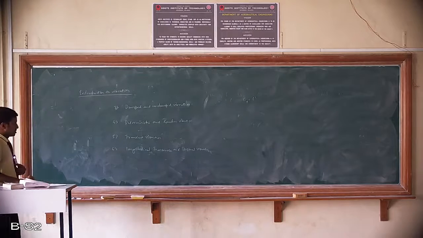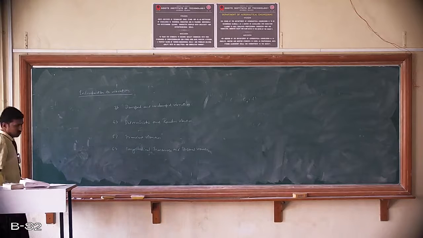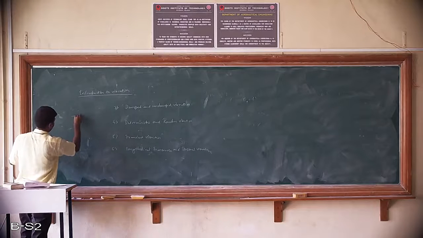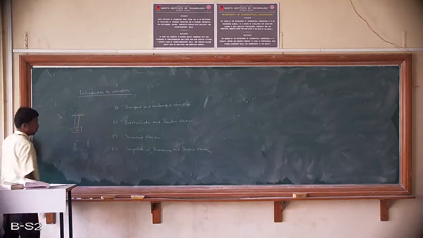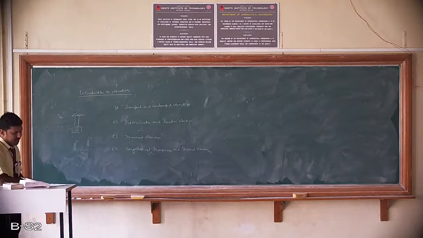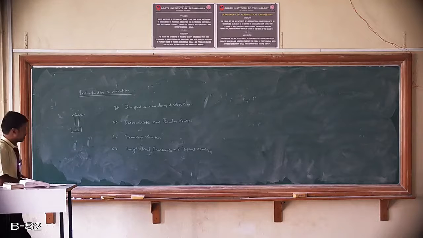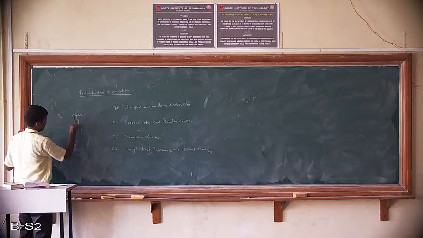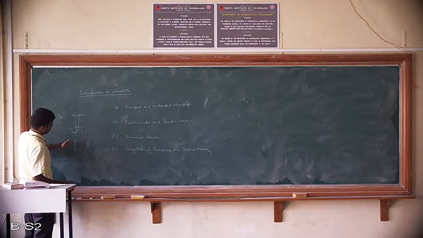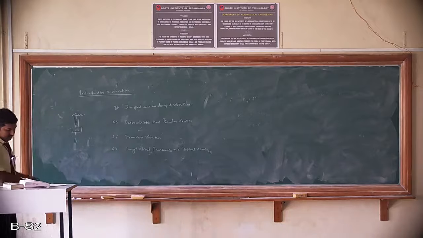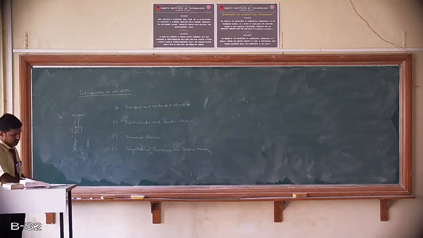Suppose I have one system where I have attached one mass. If the mass moves up and down parallel to the spindle axis, so let us consider this as our axis, if this mass moves up and down parallel to this axis, then it is said to execute longitudinal vibrations.